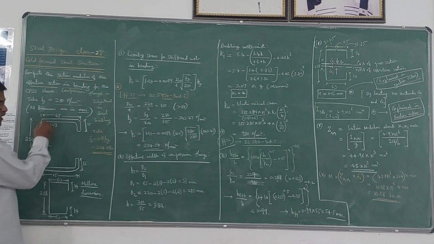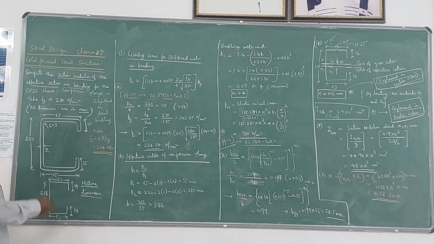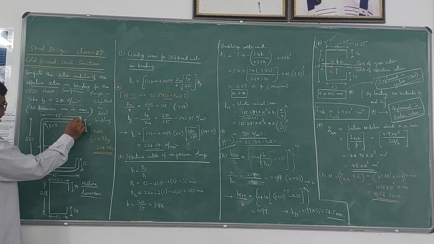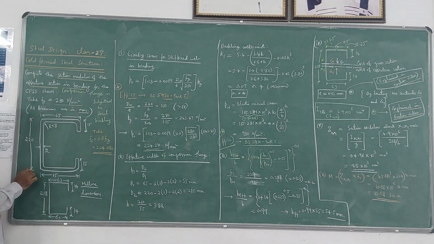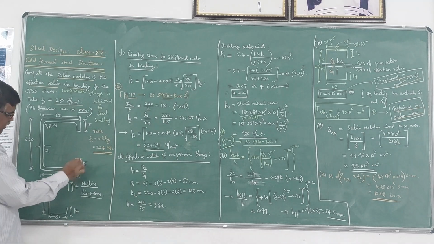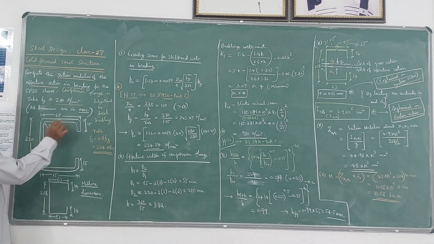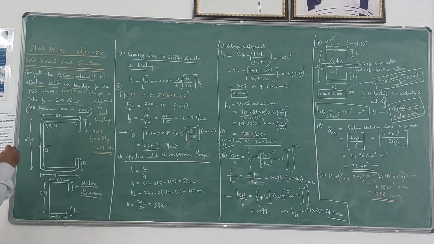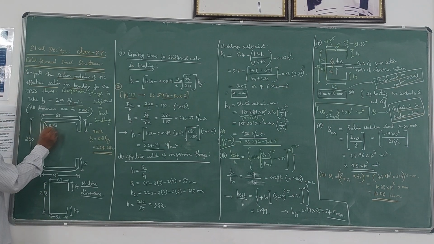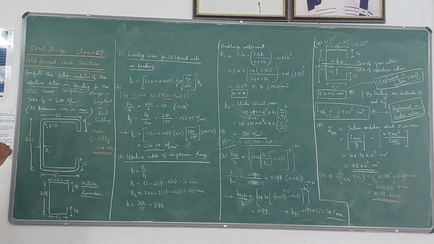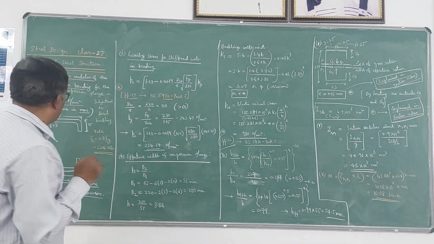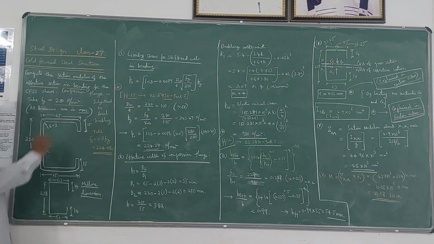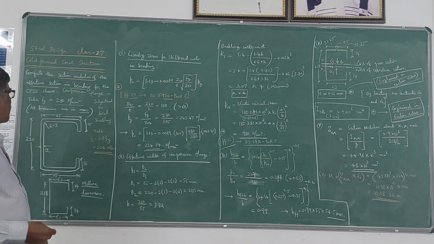This is the C section which is given. Overall dimensions are given here. 65 mm is for the flange, 220 mm for the web, and for the lip it is 15 mm. Thickness throughout is uniform, 2 mm. So the radius here is 1.5 times the thickness, that is 1.5 into 2, 3 mm. And the value of yield stress is given as 280 Newton per mm square.